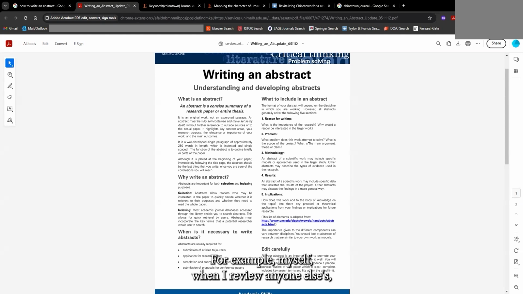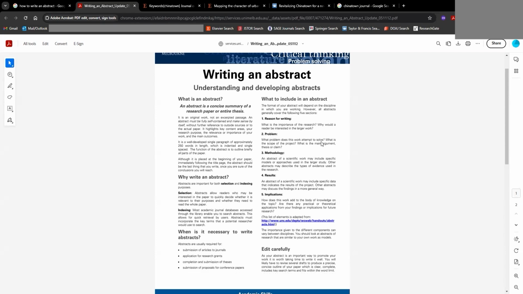For example, when I review anyone else's peer review articles or peer review conference papers, I always start with the context, because your reviewer or your peers may not know the topic as much as you do. So when you're trying to elaborate a topic or a context, it's very important that you use plain language so that they understand what you're writing about and why you want to write about a certain topic. So your rationale and the context of your proposed research or of your existing study.